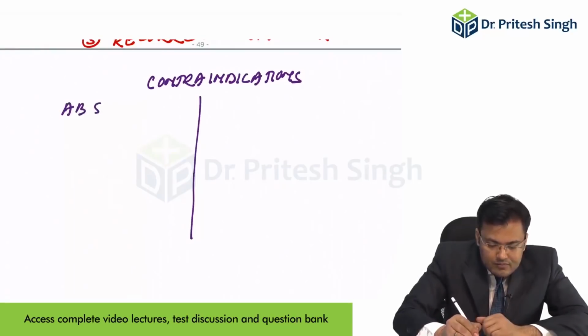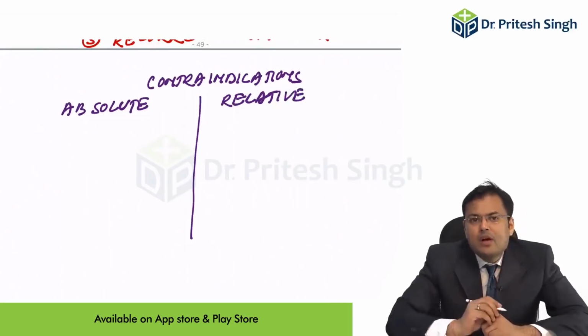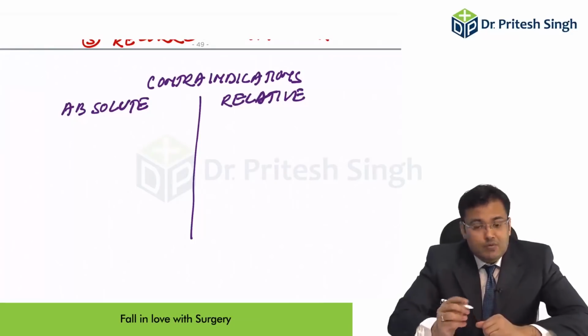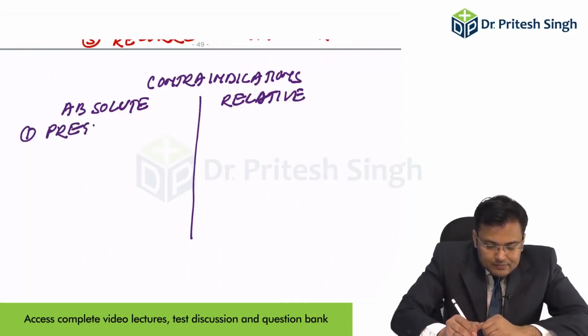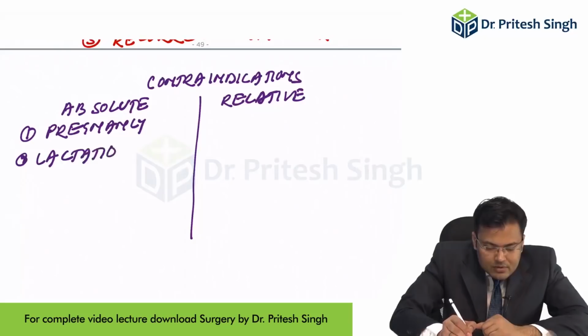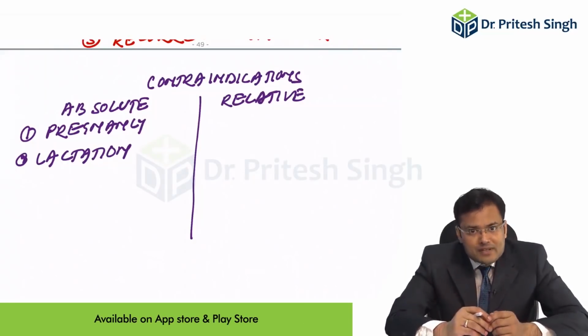There are two types of contraindications. First, absolute, and second is relative. What are the absolute contraindications we discussed? First is pregnancy, and second is lactation. Why? Because there is exposure of gamma rays to the fetus.